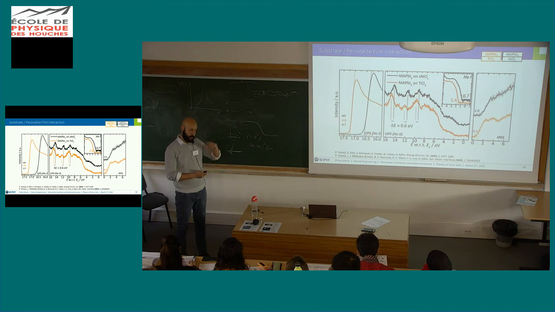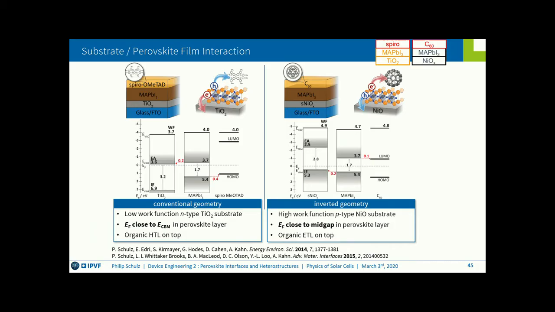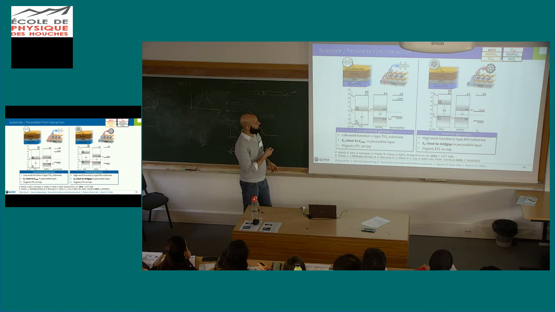Now, we can go ahead and repeat these measurements where you now make C60 electron transport layers on top and extract those parameters. Due to time reasons, I will skip this and also this, and bring you to the final slide where the two cases are summarized. So here we do have the conventional geometry with the ETL on the bottom, MAPI and spiro on top, and here the inverted case with the P-type nickel oxide on bottom and MAPI on top.